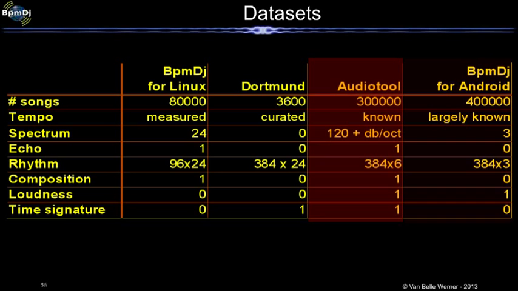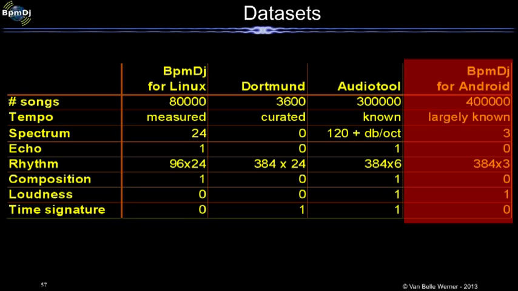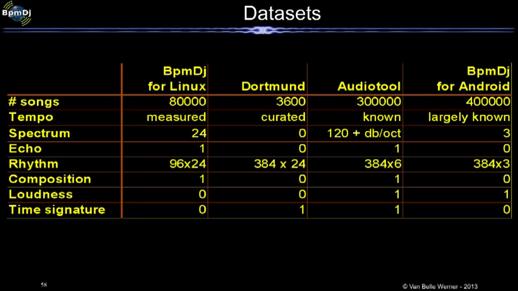In 2013, I started to create BpmDj for Android and used about 400,000 test tracks, from which the tempo was largely known. The spectrum was measured solely as low, middle and high. No echo, composition nor time signature properties were retained. The rhythm patterns now covered 384 ticks and used only 3 frequency bands. In what follows, I might switch occasionally from one dataset to the other, mainly to illustrate a specific lesson we were taught by the data.